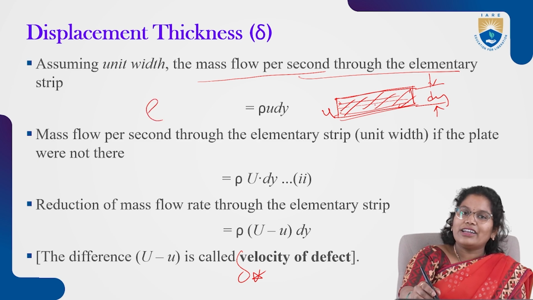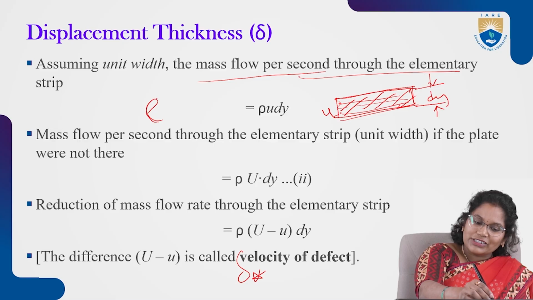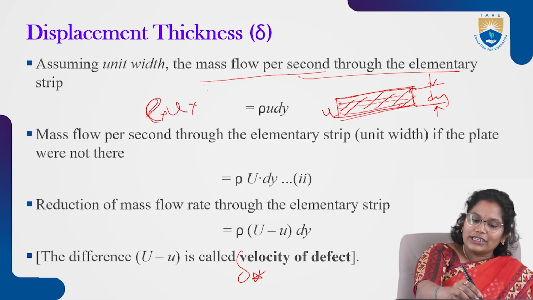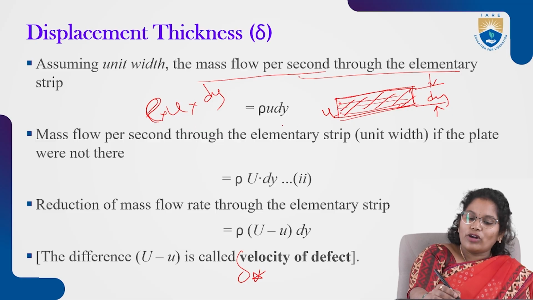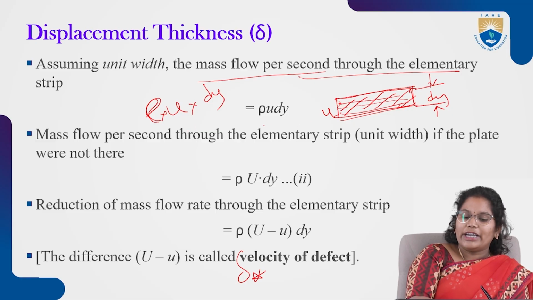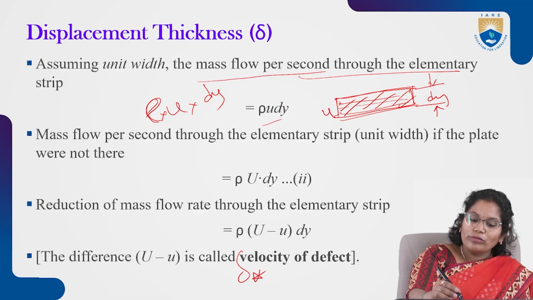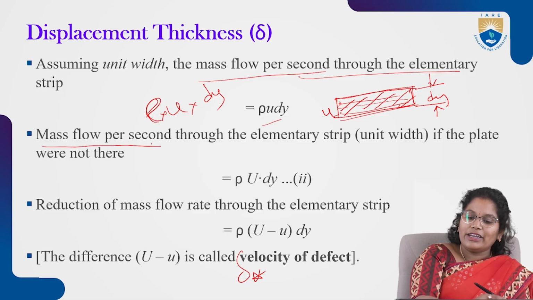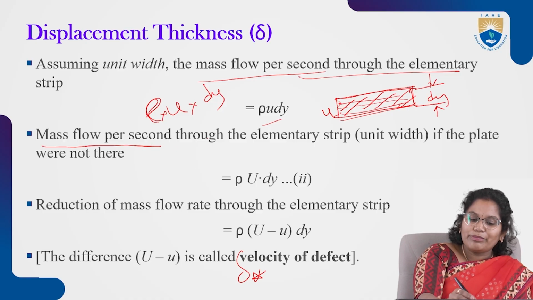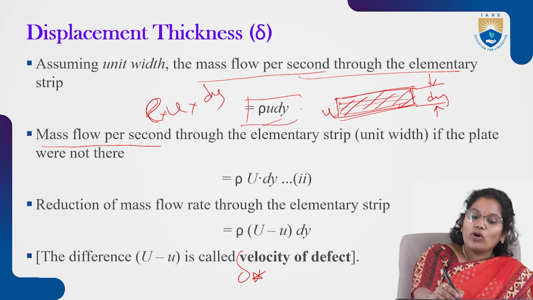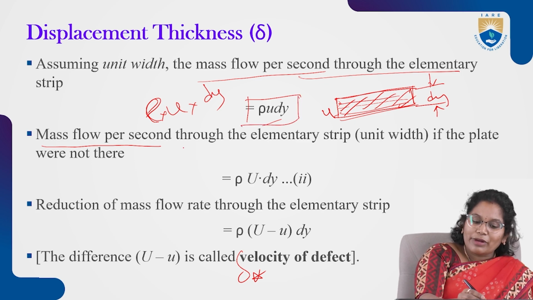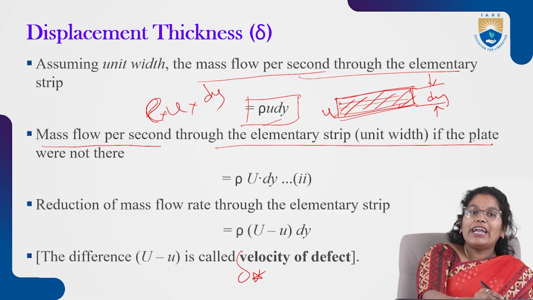Velocity moving inside the elementary strip, the density is rho, and the velocity is small u, into thickness dy. So that we have rho u dy written here. Now I am taking this mass flow per second before entering on the plate, through the elementary strip. In the elementary strip we got rho u dy, right? So this is the mass flow per second through the elementary strip.